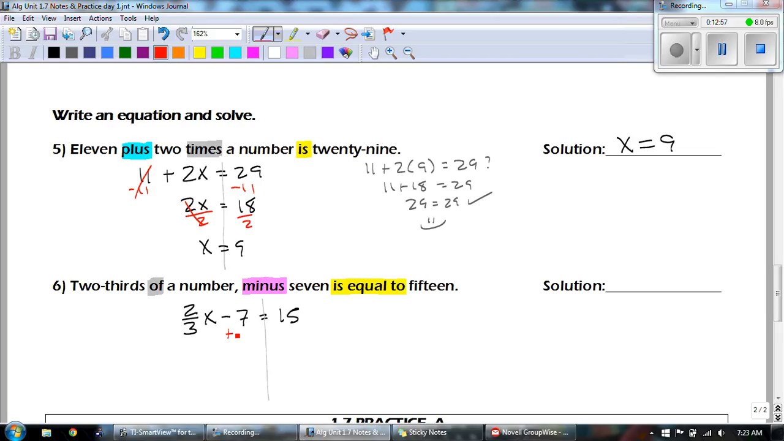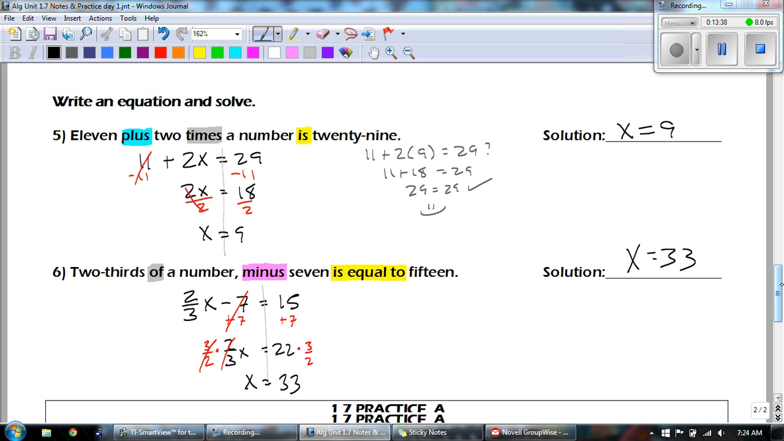All right, so we're going to add 7 to both sides. We get 2/3 x is equal to 22. And then to get the 2/3 out of there, we have to multiply by the reciprocal. So remember, if it's positive, it stays positive. We don't change it to negative. Okay? And then 22 times 3 over 2, well, 22 times 3 is 66. And 66 divided by 2 is 33. So we get x equals 33.